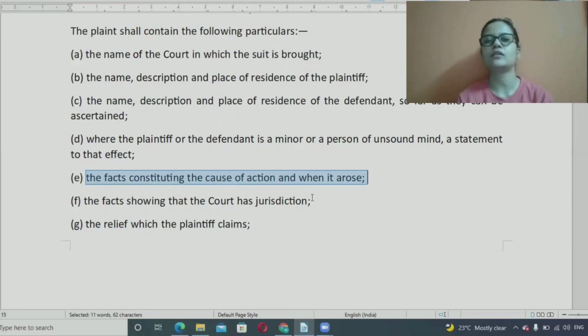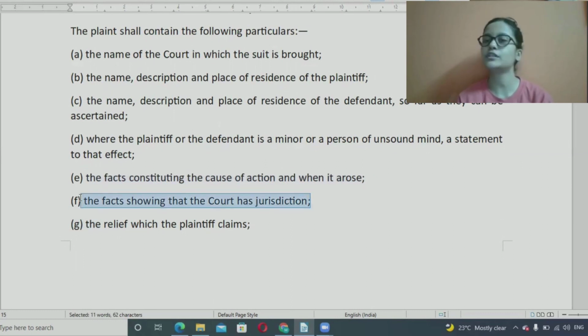Facts showing that the court has jurisdiction. Jurisdiction is very important. If the court does not have the right jurisdiction, the court will straight away dismiss the case. That is why when you see a plaint, it will also be written that this has happened and this certain court is the right court having jurisdiction. It will be justified that because of these two reasons, you are the right court having jurisdiction, so this case is filed before you.